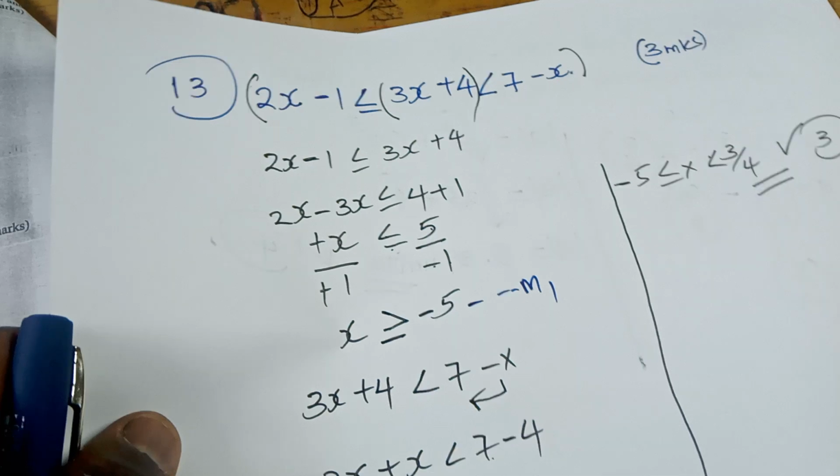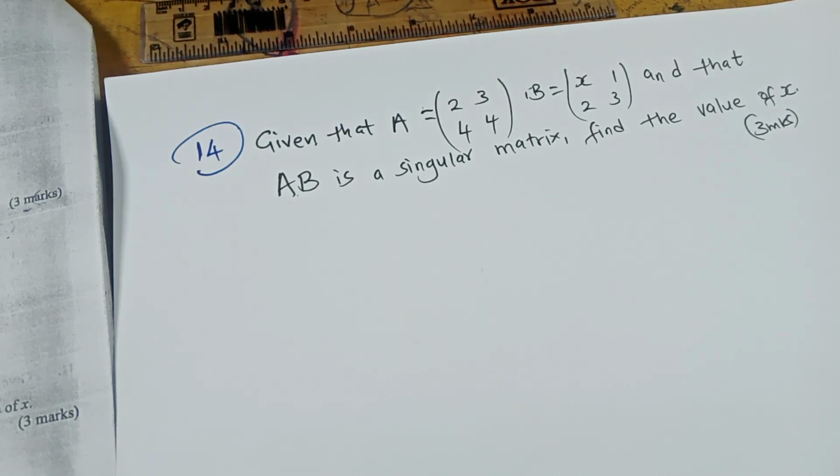Quickly, let's proceed to number 14. So question number 14, given that A is 2344 and B is 8123, we are being told to find the value of x given that AB is a singular matrix.